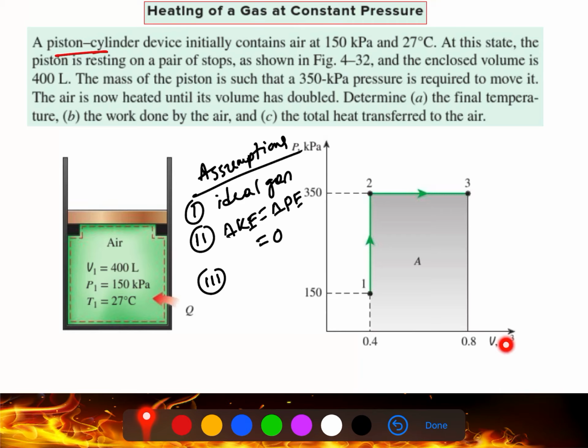I think that's all the assumptions. When you start solving this problem, you see this is a closed system problem, so no mass crosses the system boundary. We will now calculate the boundary work. Keep in mind the first thing is the final temperature, then work done, then the total heat transfer. Starting with the first part, the final temperature.